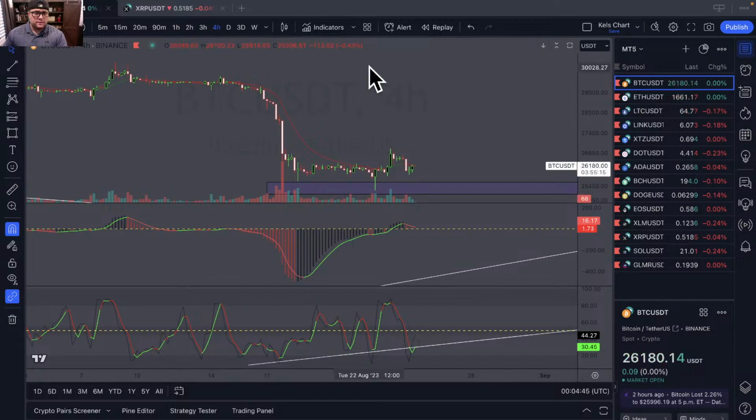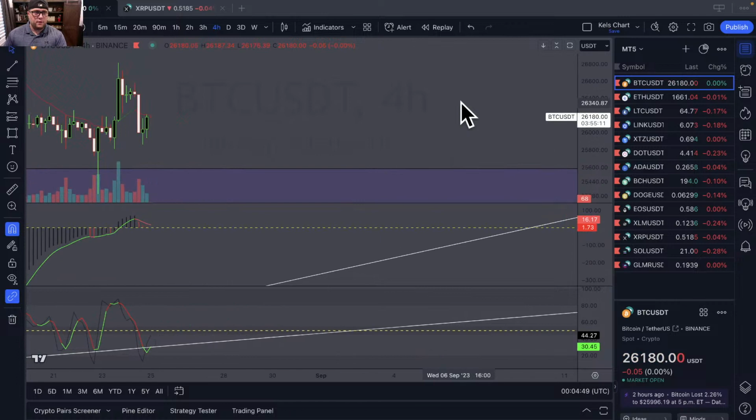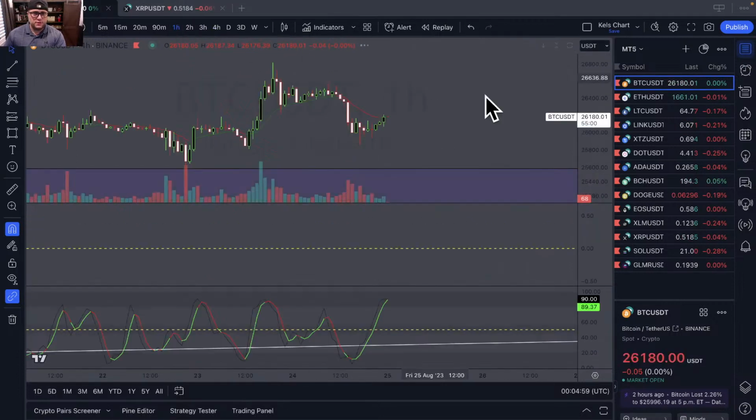Let's see, this is the 4-hour chart. You can see the 4-hour chart looks horrible also. It fell off. Now it's just going sideways. So usually when that does happen, we will probably have a push up, but it's not going to be too much because the higher time frames are definitely pushing down.